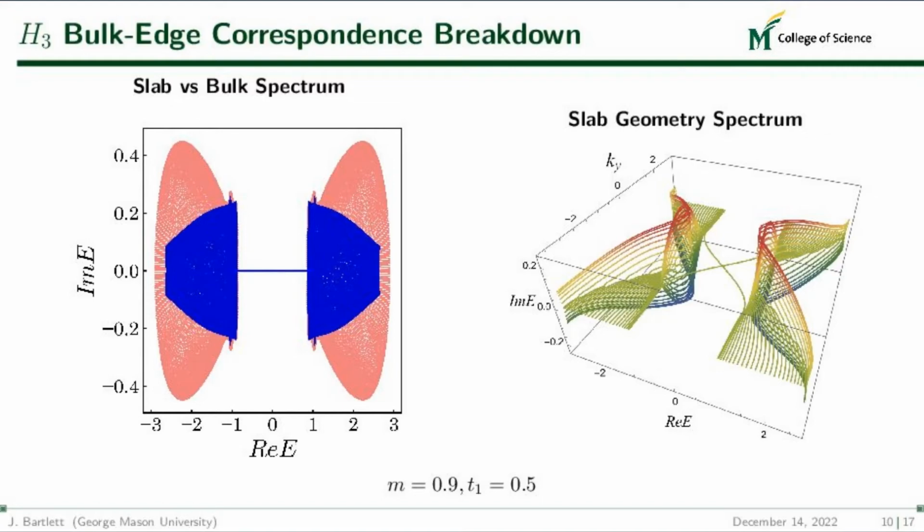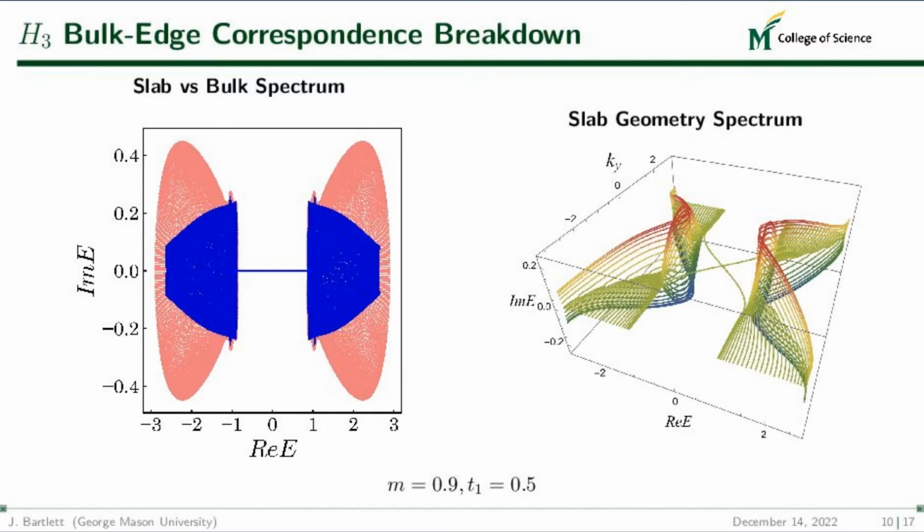So as I mentioned, these two phase diagrams are drastically different. And so since we no longer have this bulk edge correspondence, we're no longer going to be able to use the bulk spectra to determine what is happening at the edges. And so first we want to know what is causing this bulk edge correspondence breakdown. Well, first thing we do is look at the slab versus the bulk energy spectra. So that is what is shown on the left. In blue is the slab spectrum, and in red is the bulk spectrum, so the periodic lattice spectrum.